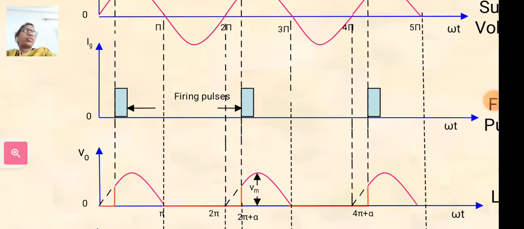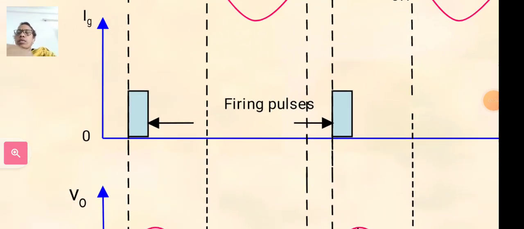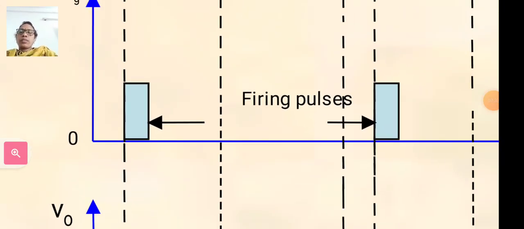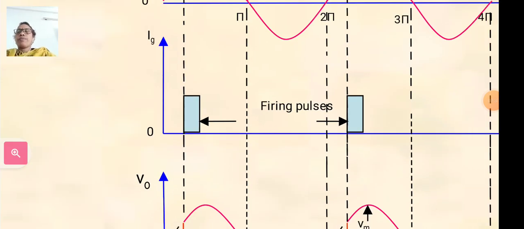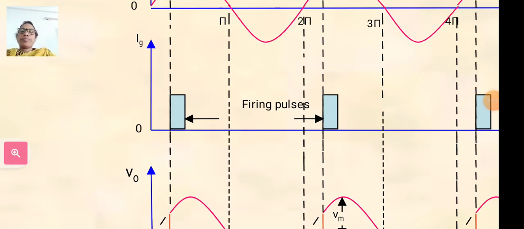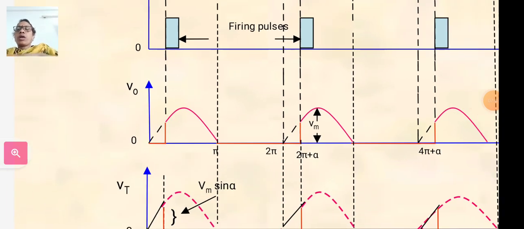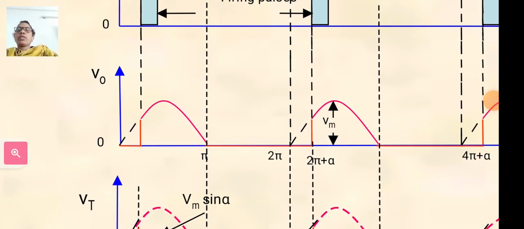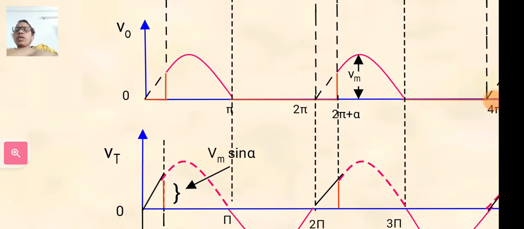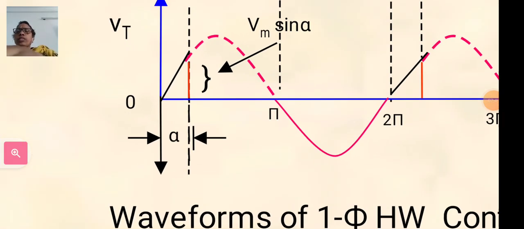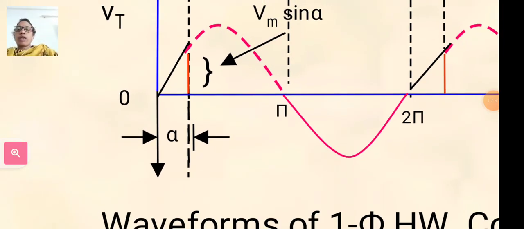Also here is Ig, the gate current of the thyristor. These are the firing pulses of the converter, and also the output voltage like this. Here this portion is alpha. Alpha is nothing but the delay angle of the converter.